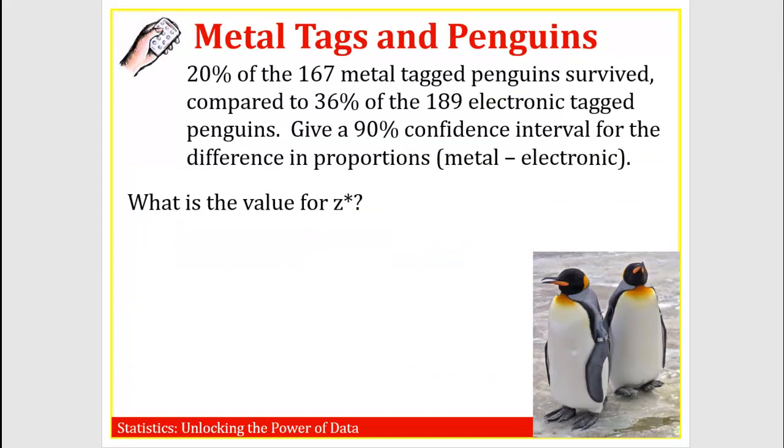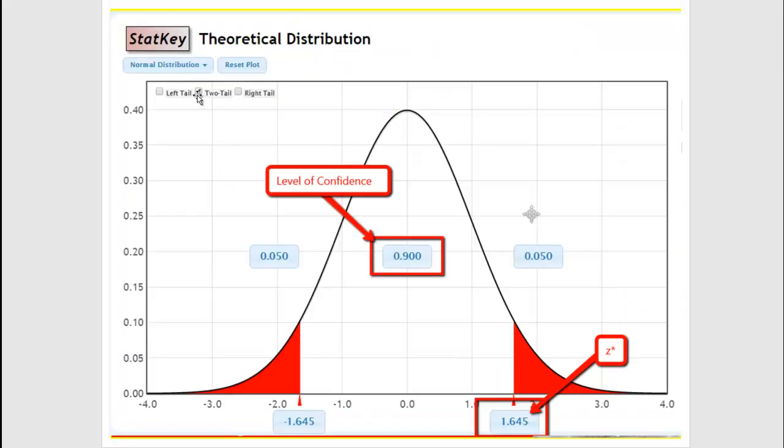So first we need to know what is our value for z star. Our problem stated that we wanted to have a 90% confidence interval. So we can use the normal distribution in StatKey to help us figure out what z star should be. In StatKey, if we click on two-tail and then change the value in this center box to be equivalent to our level of confidence, which in our case was 0.90, then the value down here on the axis in the box is going to be our z star value. So for 90% confident, our z star is 1.645.